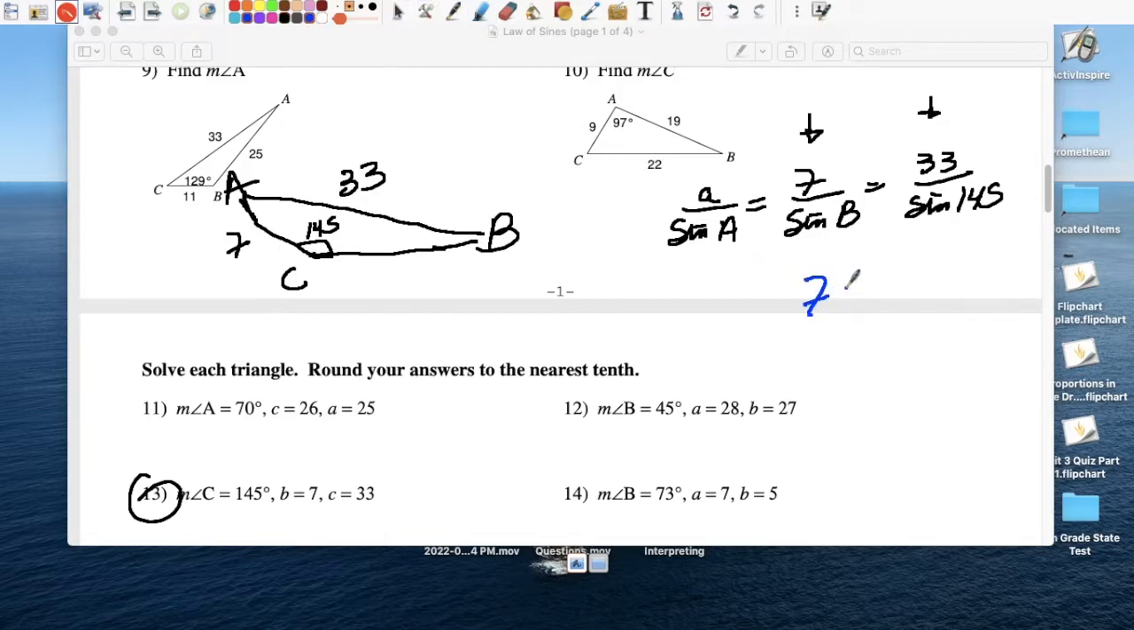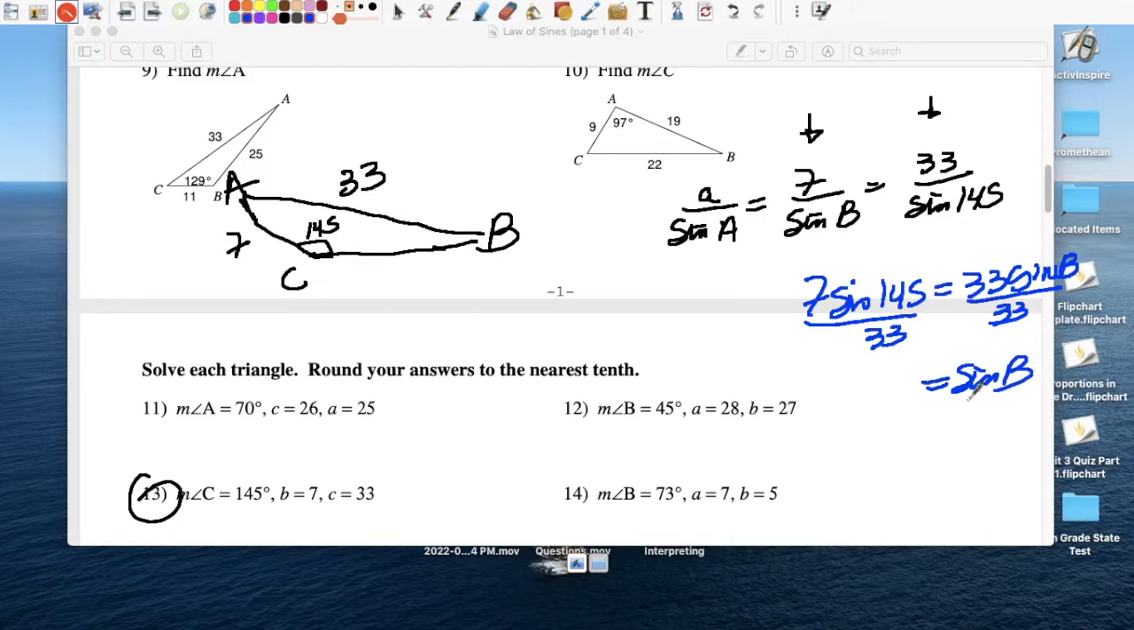So cross multiply, right? And then we get 33 sine B. Divide both sides by 33. So let's see what that gets me first. 7 times sine 145, enter, 4.015 divided by 33, and we get 0.1216677729.